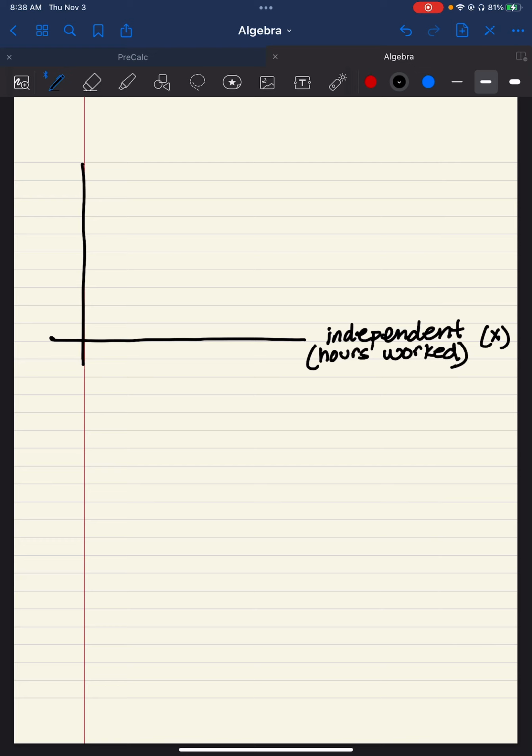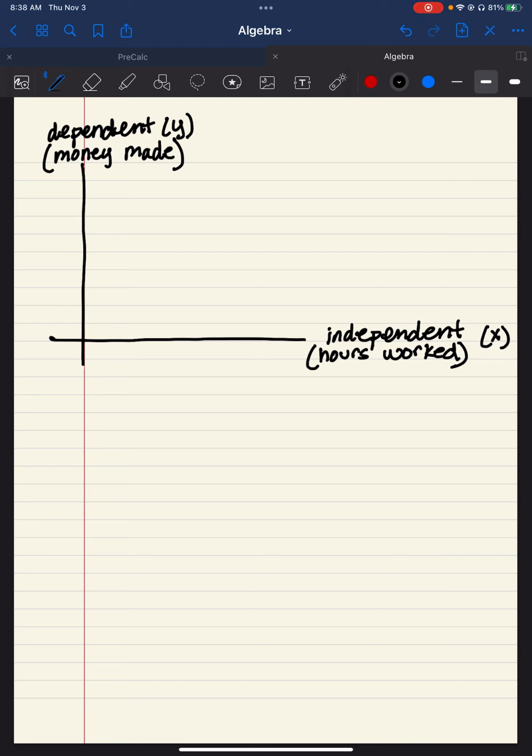So this horizontal line is going to measure hours worked, and then simultaneously, we're going to measure two things at the same time. This vertical line is going to represent the dependent variable. The dependent variable is always represented with y, so we call this the y-axis. And in our example, the dependent variable is going to be money made. Money made in dollars, right?